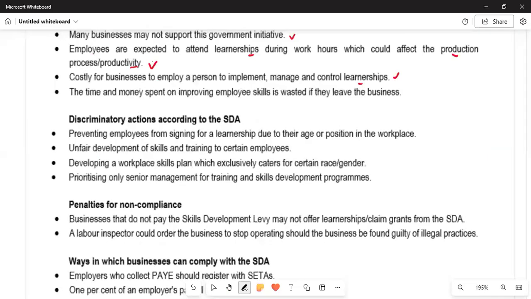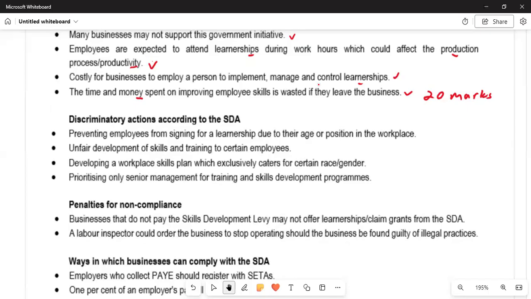The time and the money spent on improving employee skills is wasted if the employees leave the business. So we find that after making sure that these employees get proper training, whereby they find themselves with knowledge and skills, after that, they leave the organization. So it means we have wasted our time. Also, we have wasted the money that we have spent to make sure these employees are competent. So that is very important.